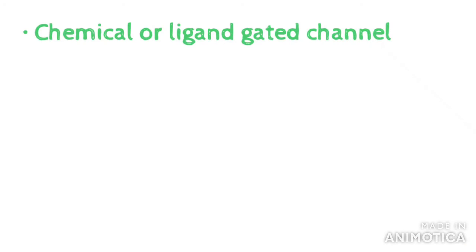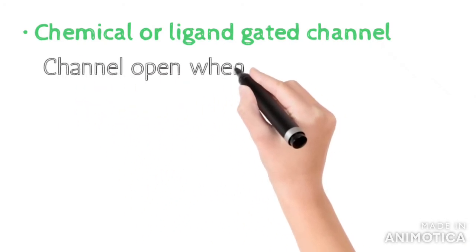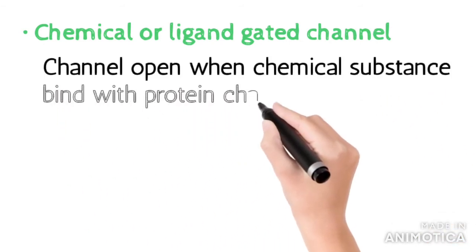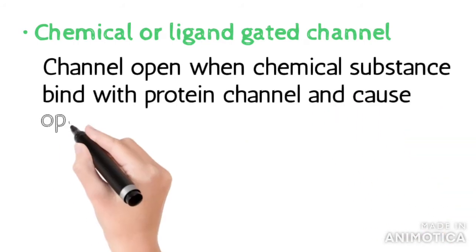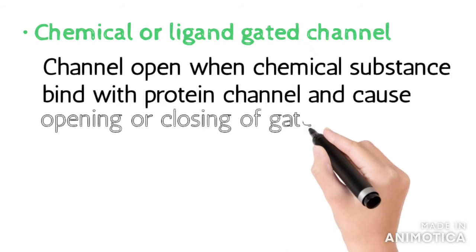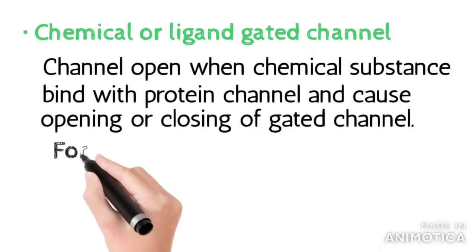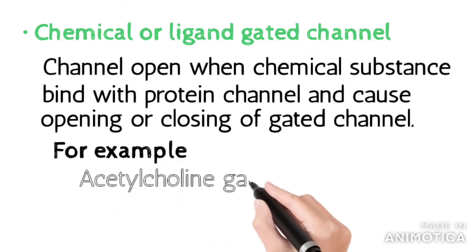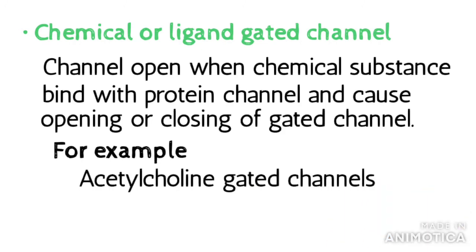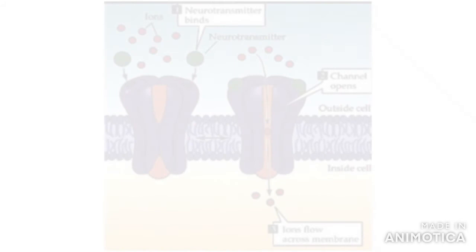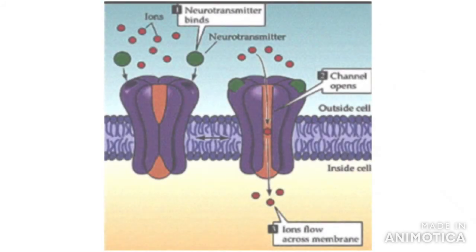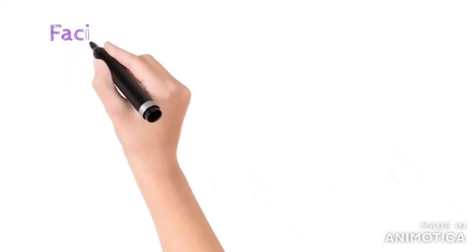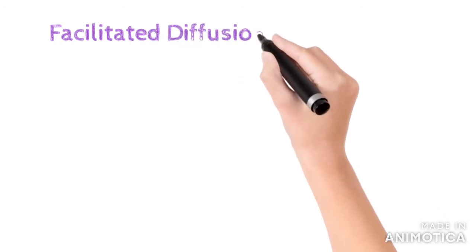Then the second type of gated channels are the chemical or ligand gated channels. These are very important, and these channels open when chemical substances bind with the protein surfaces and cause the channels to open and allow the substances to move inside. The most important example of these channels is the acetylcholine channel. These are important in the nerve transmission. Now see the diagram. The channels are closed, neurotransmitter binds with it, and the right side diagram shows that the channel allows the molecules to move inside.